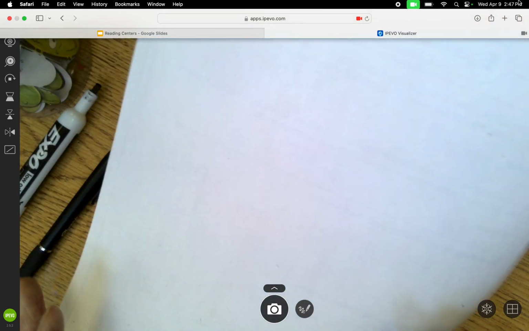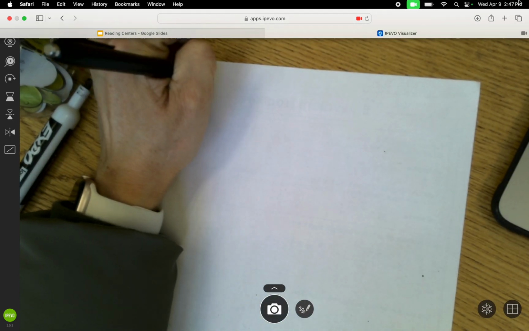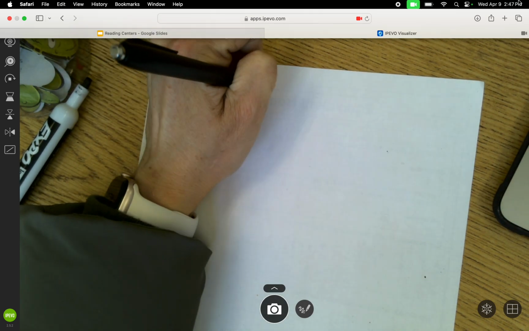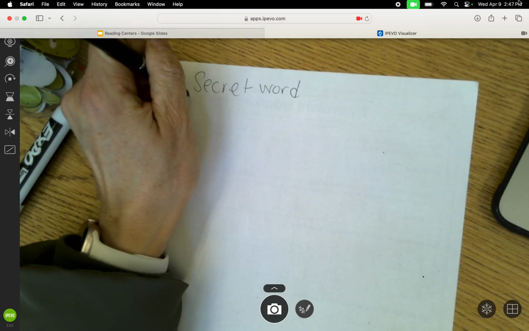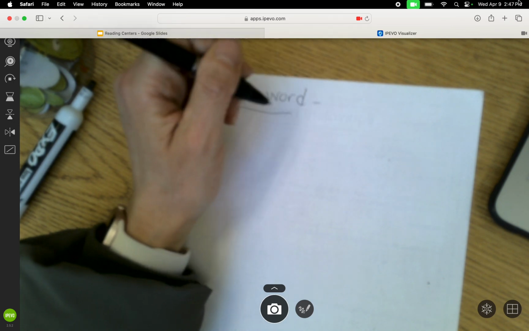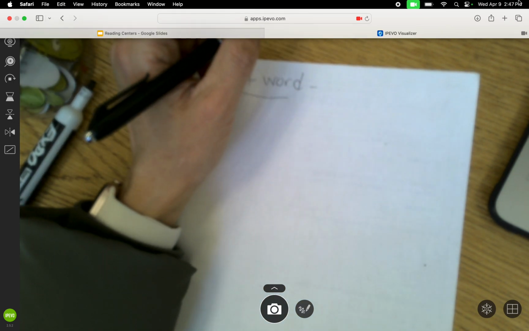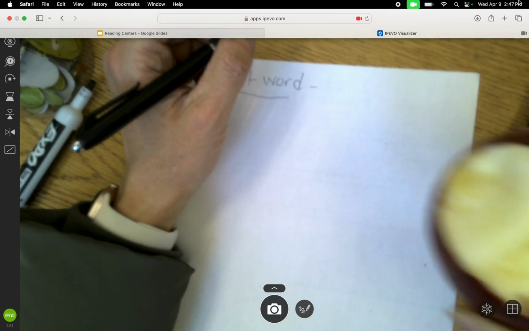Oh, secret word. Oh, my goodness. Woof. The secret word of the day is apple, because I'm eating an apple.